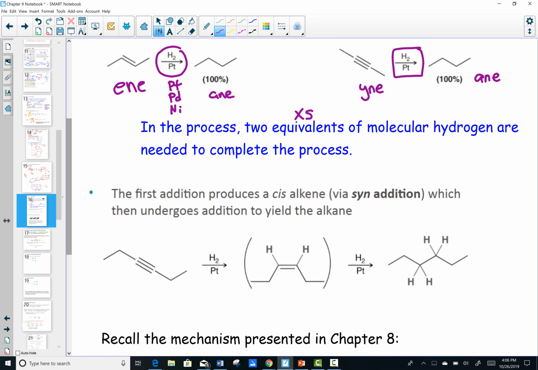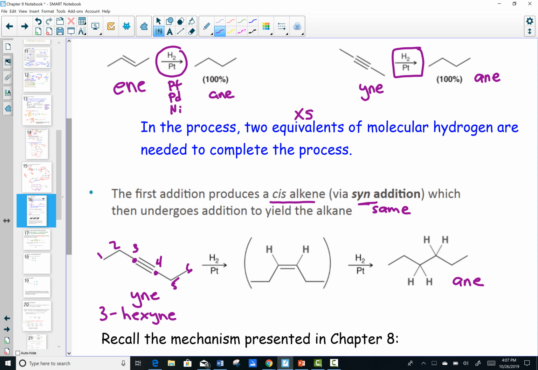Now, the first addition produces a cis alkene via syn addition. Syn means, of course, the same side, which then undergoes a second step addition to create the saturated hydrocarbon. So notice we start with the ine, a triple bond between these 2 carbons. We have 1, 2, 3, 4, 5, 6. So we are practicing naming 3-hexyne.